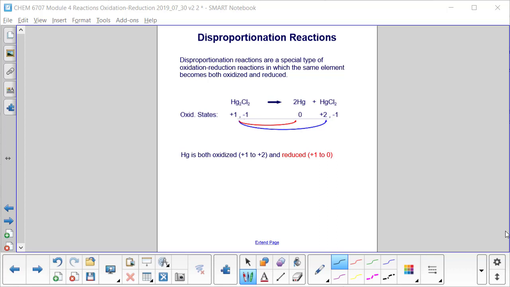So let's look at this example here where we have these oxidation states. Chlorine is -1, okay? And because there are 2 of them, each of these mercuries must be +1. Now on the product side, we have mercury in its elemental form, so it has an oxidation state of 0. Chlorine again is -1. If there are 2 of them, then this mercury must be +2 to balance it out. So in this case, mercury is both oxidized, going from +1 to +2, losing an electron, and reduced. It gains an electron, going from +1 to 0. So we call this a disproportionation reaction.